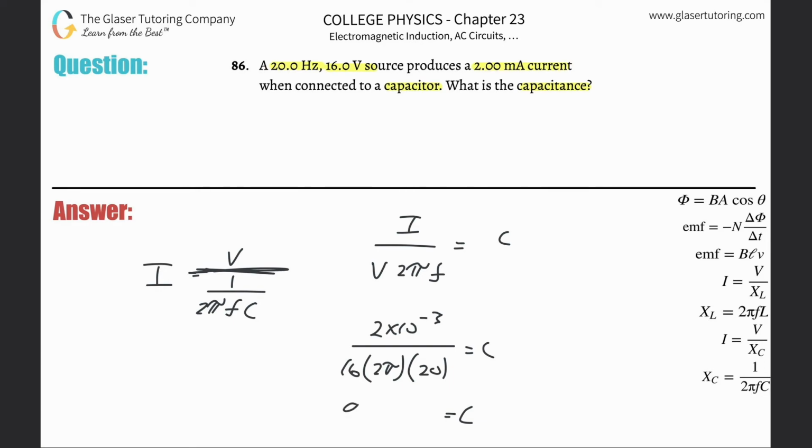9.95 or so. 9.95 times 10 to the minus 7. And the units here are farads. If you want to convert that into microfarads, go for it. All right, but that's the answer.